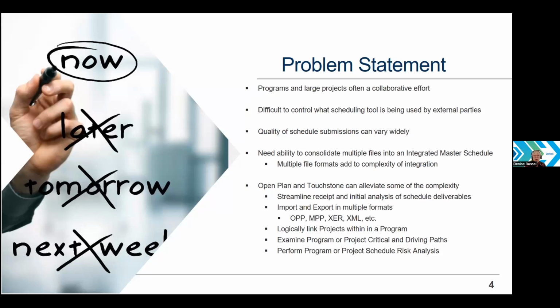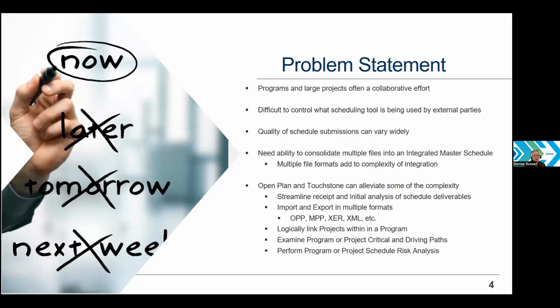When you're working with those external organizations, again, you may not be able to control what they're using. So you have to be able to both create and manage the integrated master schedule, potentially getting multiple files from multiple sources, and often in multiple formats. And that is where Acumen Touchstone and OpenPlan, which are two of the tools in the Deltek PPM suite, can really help you streamline that process. That's pretty much the basis of what I will be demonstrating today.